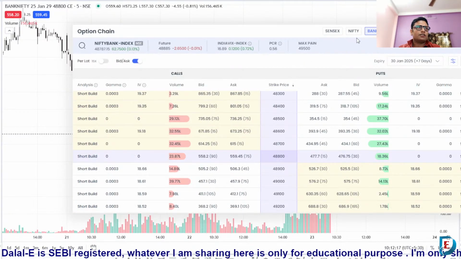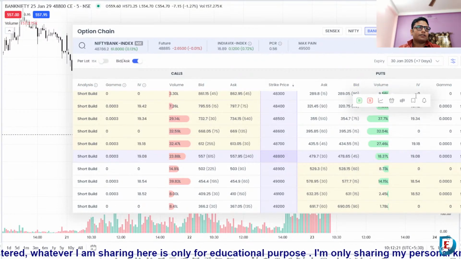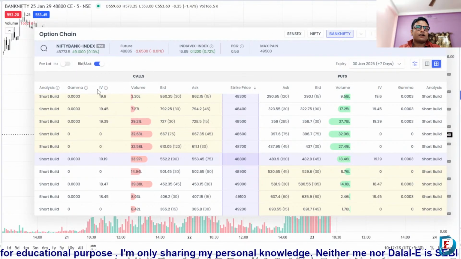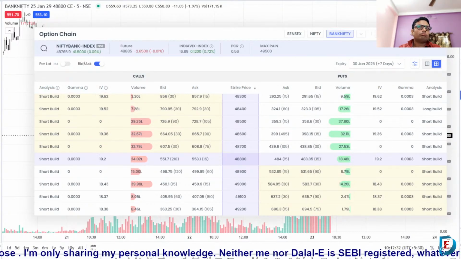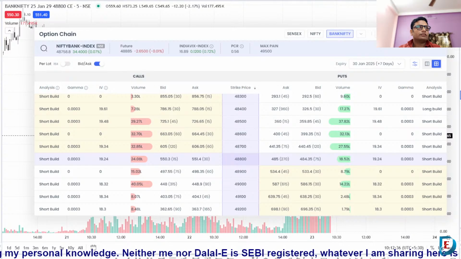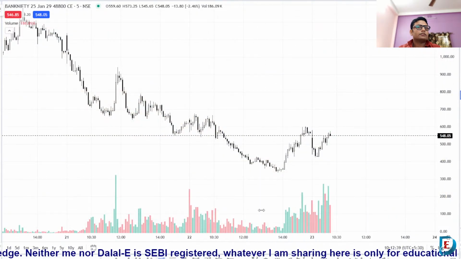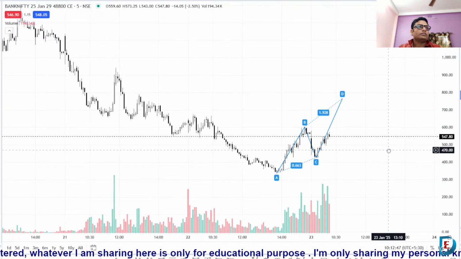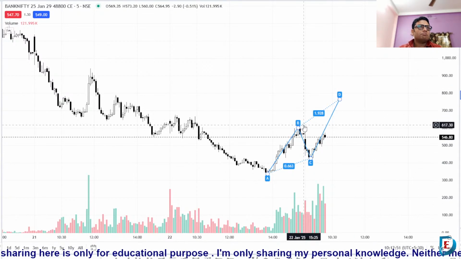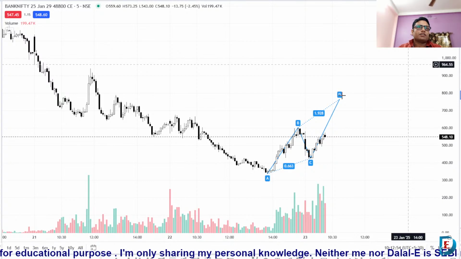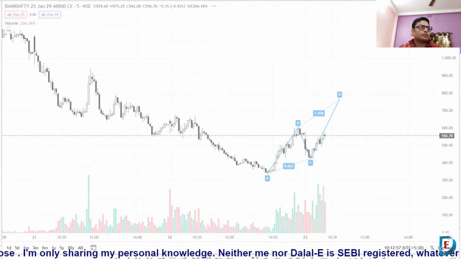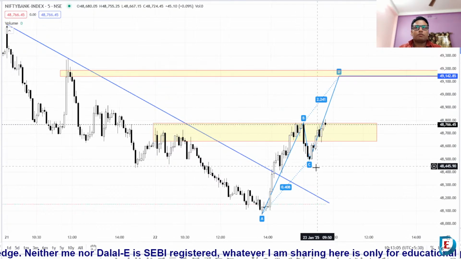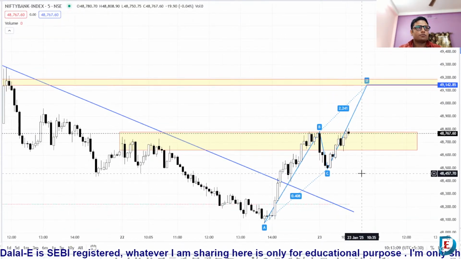This is the option chain of Bank Nifty. Just trying to check the IV and the gamma. Still not a good area for option buyers. So do not make any long positions in call options. Don't buy call options right now.